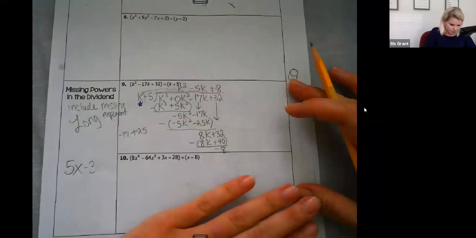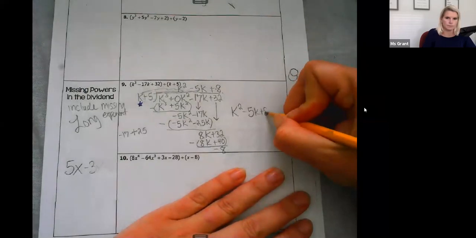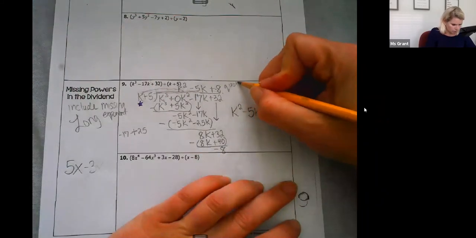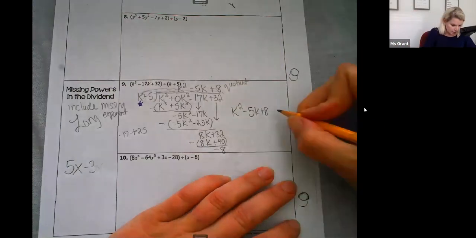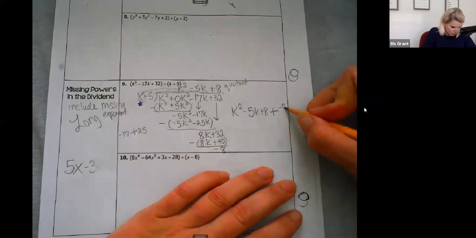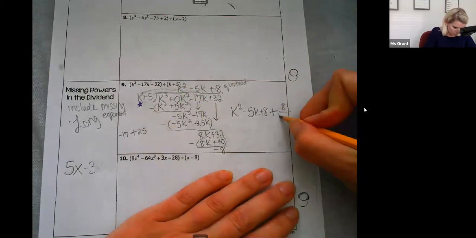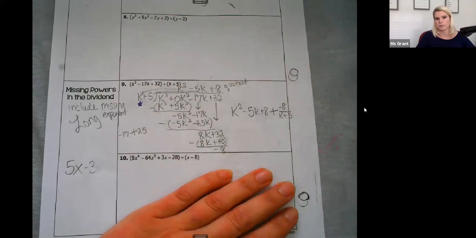So here's your answer. K squared minus 5k plus 8 is my quotient, right? And my remainder, plus negative 8 over, what was I dividing by this whole time? The k plus 5. All right.